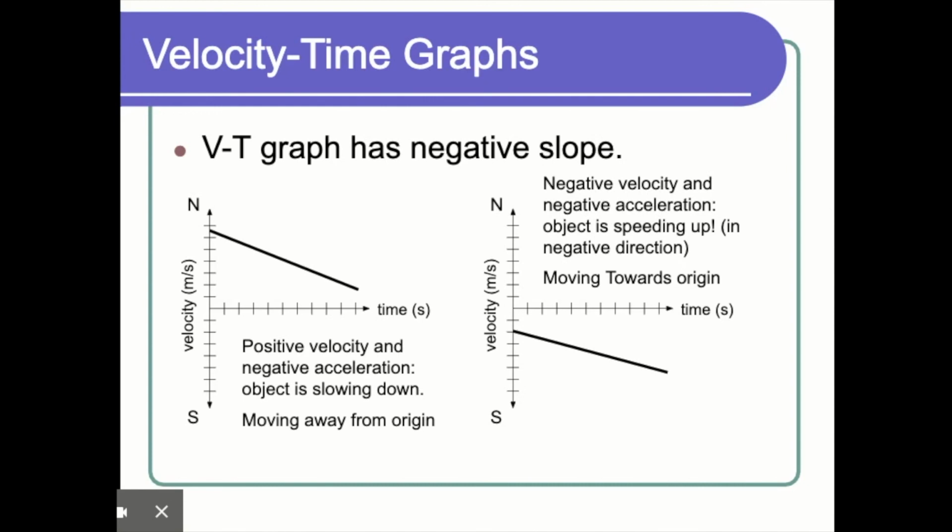A bigger number would be 1 meter per second to 10 meters per second, or negative 1 meters per second to negative 10 meters per second. A smaller number would be 10 meters per second to 1 meter per second, or negative 10 meters per second to negative 1 meters per second. Again, the negative is just telling me that I'm moving towards the origin. The positive is just telling me that I'm moving away from the origin. The size of the number is telling me whether I'm speeding up or slowing down.